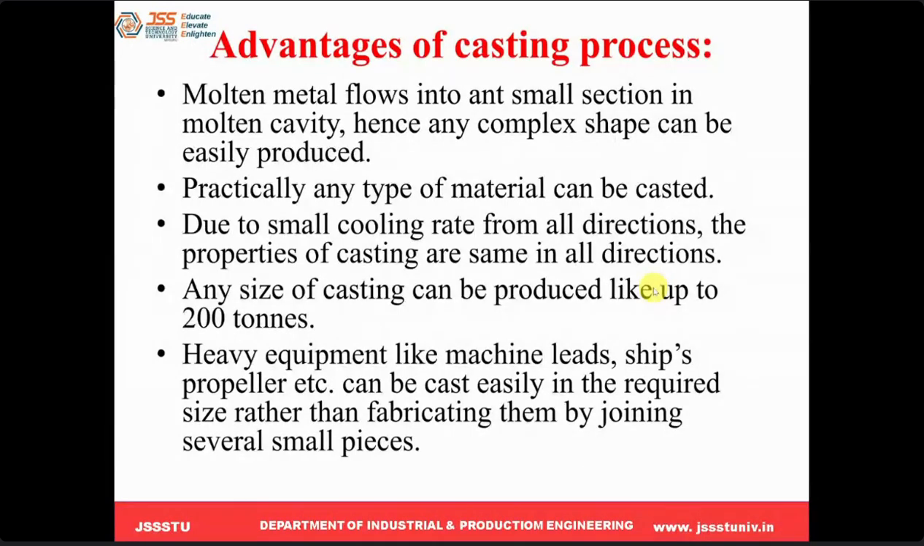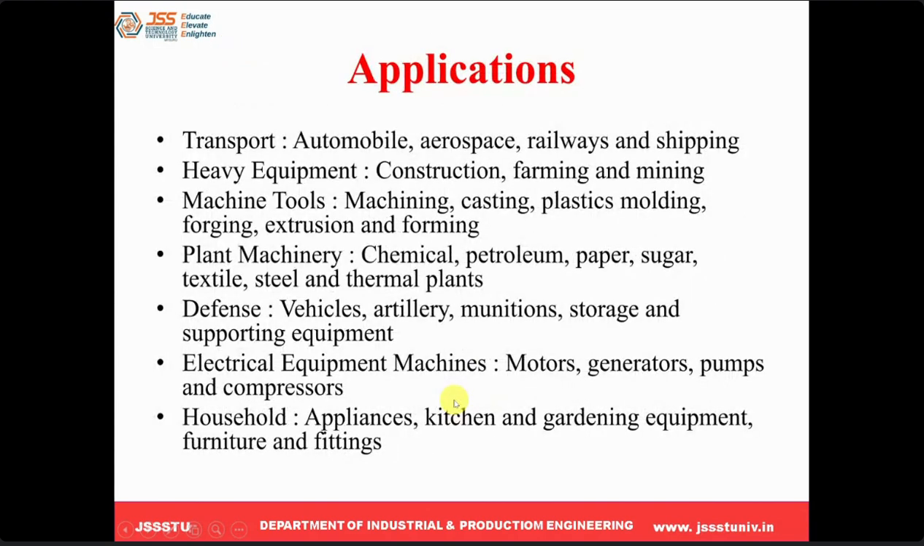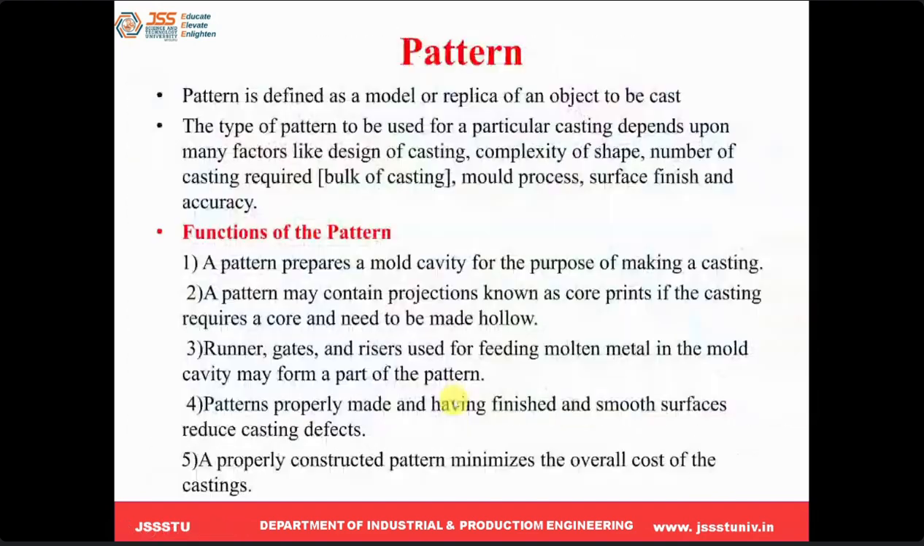Also it is preferred for high production, like mass production. Any size casting can be produced, up to 200 tons. Heavy equipment like machines, ship propellers, etc. can be easily cast using this. Applications are everywhere: transport, automobile, aerospace, railways, heavy equipment industry like construction, farming, machine tools, plant machinery, defense, household, all those things. So this is an example of that.